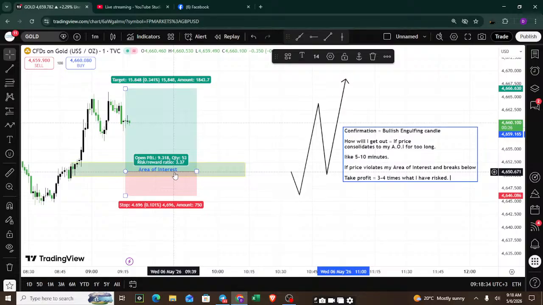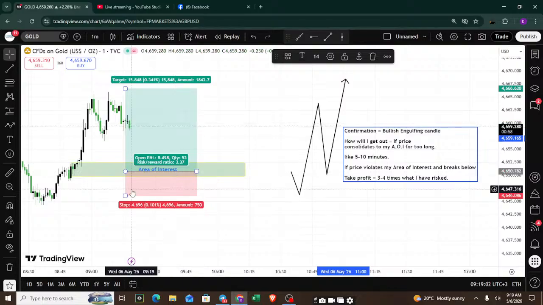Now, do I have a buy limit? No, I don't, because I am waiting for price to get to this level here first. Then I see a change in momentum by seeing a bullish engulfing candle. Once I see that bullish engulfing candle, then I will comfortably get in, then place my stop loss just below.